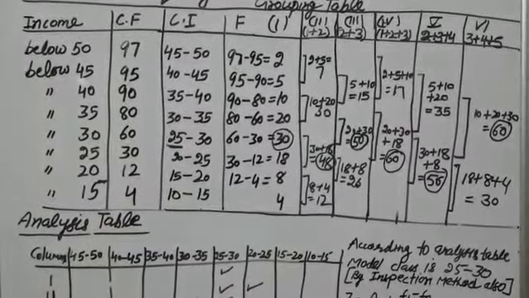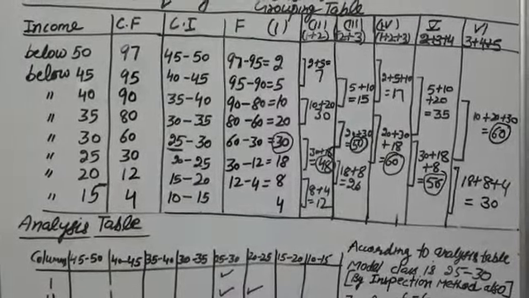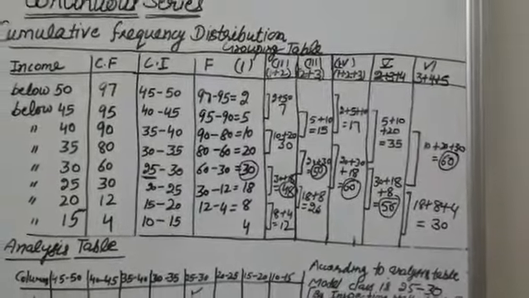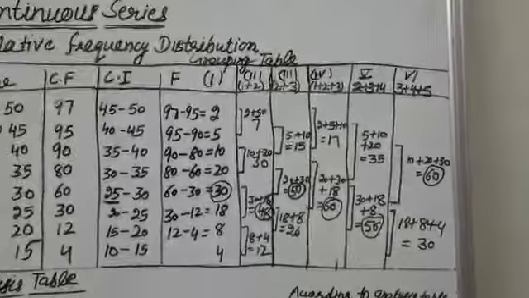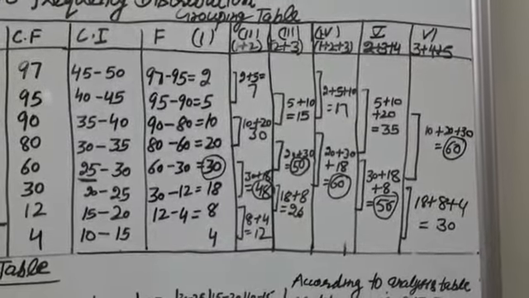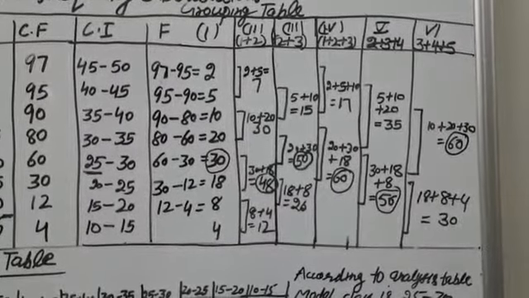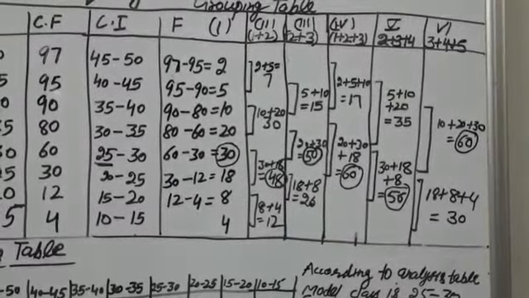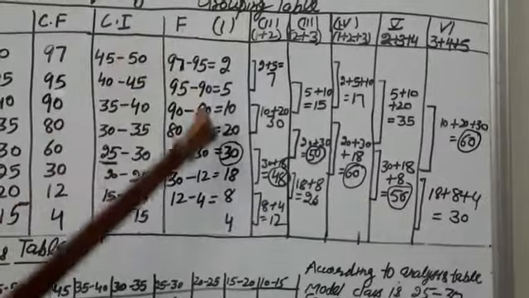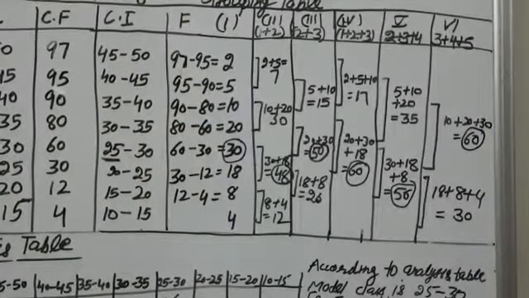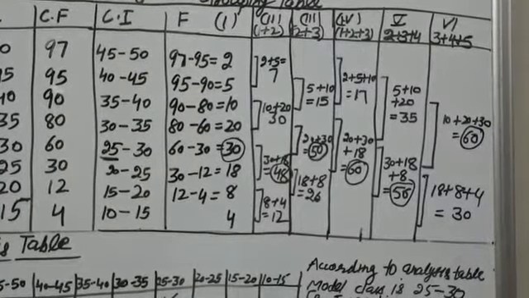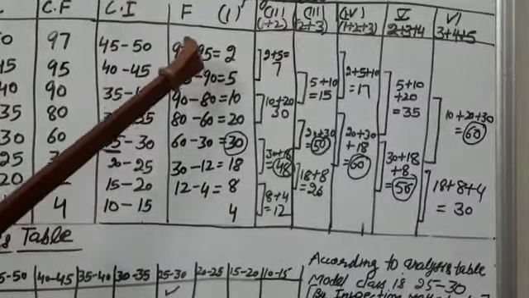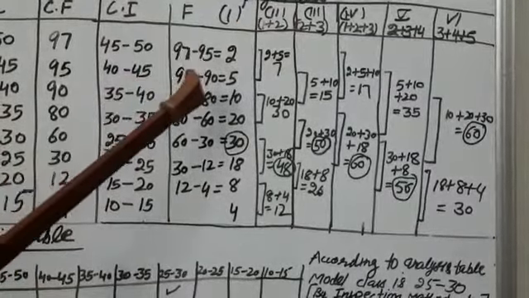You have already learned how to convert cumulative frequency into a simple frequency series in the chapter organization of data. Here we are making use of the grouping method. So first of all we are drawing the grouping table. This is the first column of the grouping table indicating the frequencies. In the second column we will take 1 plus 2, that is the first frequency plus the second.